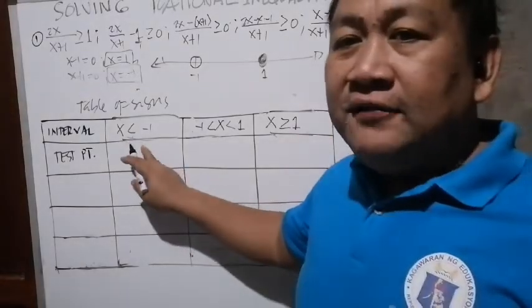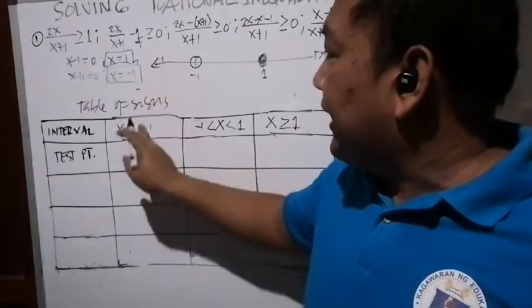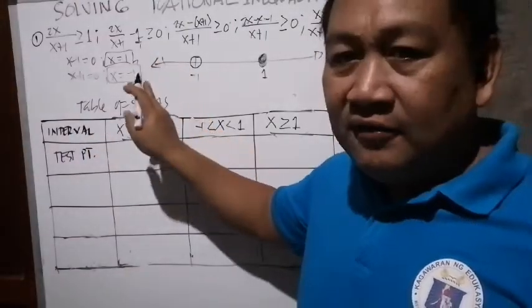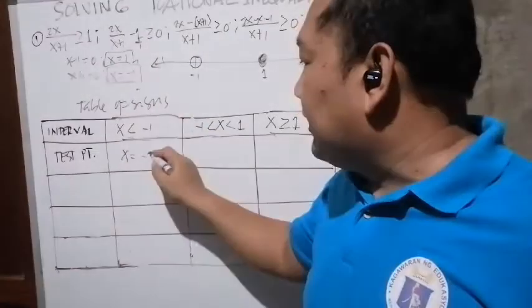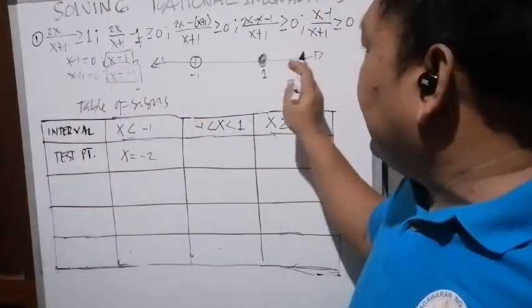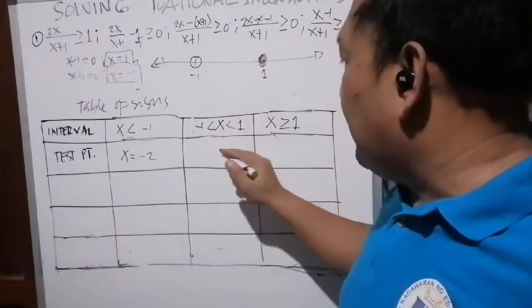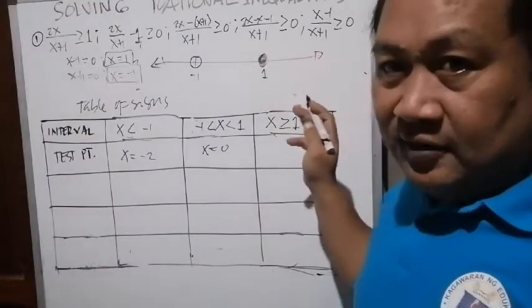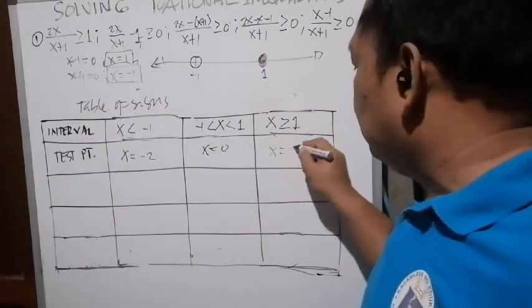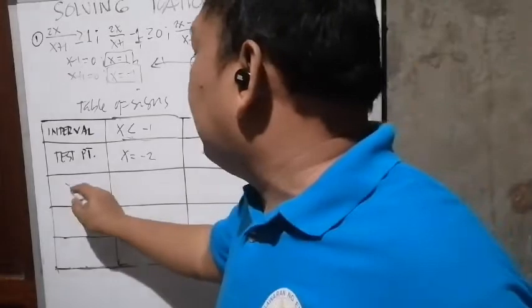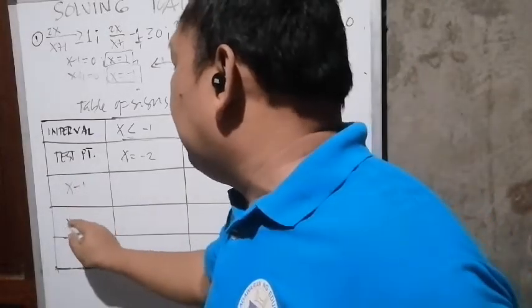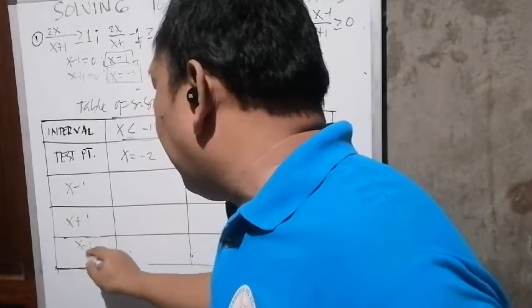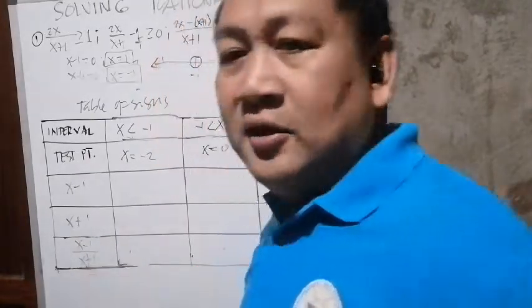And then we're going to identify a test point. A test point is a value within the interval. So cite a value to the left of negative 1, say x is negative 2. And then cite a value between negative 1 and 1, say x is 0. And then cite a value to the right of positive 1, say x is 2. And then we're going to place our numerator there, x minus 1, our denominator, x plus 1, and the entire fraction, x minus 1 all over x plus 1.